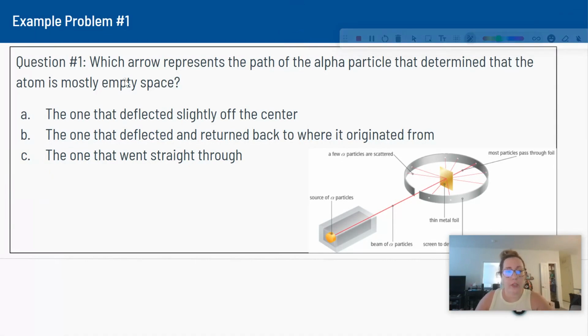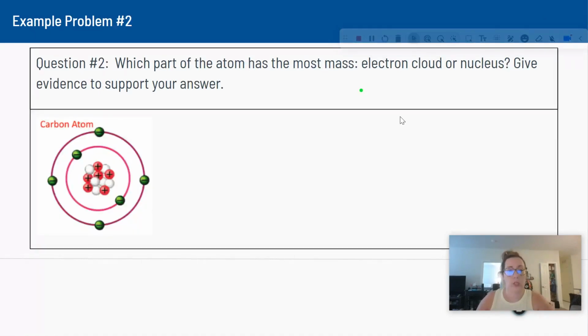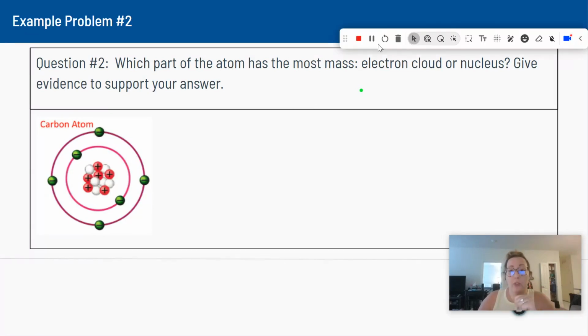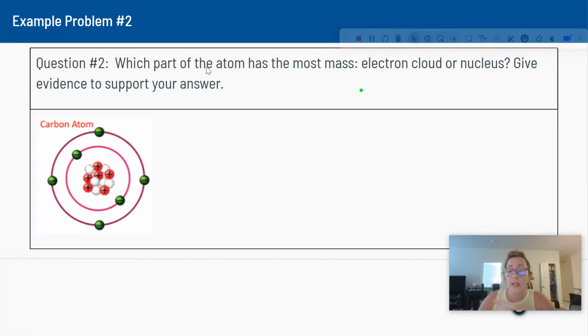Our next question that we're going to look at is, which part of the atom has the most mass, the electron cloud or the nucleus? Give evidence to support your answer. So I want you to take about 1 to 2 minutes after you pause the video and answer this question on your handout. And then when you have an answer, hit play and we can review it together. So make sure you hit pause and try it.